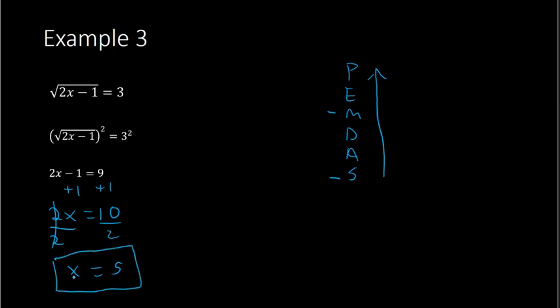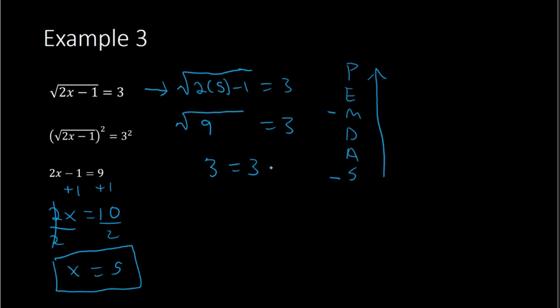And by the way, for all of these, we can double check our answer by plugging this number back into the original equation. So if I put a 5 back in, I'm going to get 2 times 5 minus 1 equals 3. So the square root of 2 times 5 is 10. 10 minus 1 is 9. So I have the square root of 9 equals 3. Well, that is a true statement because the square root of 9 is 3. So I have 3 equals 3, which is correct.